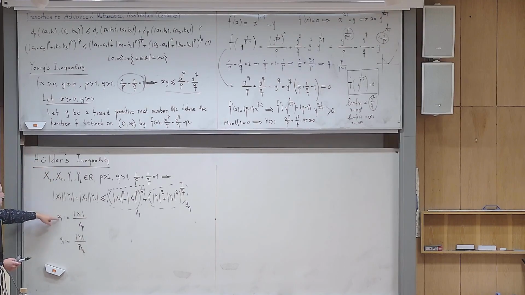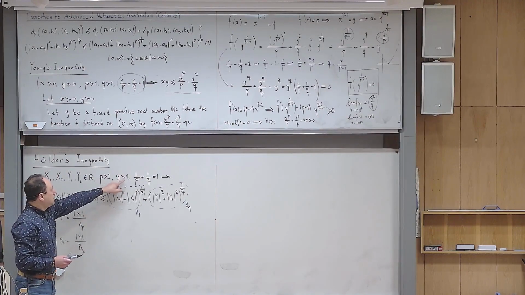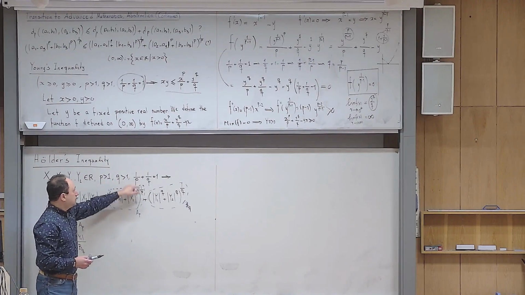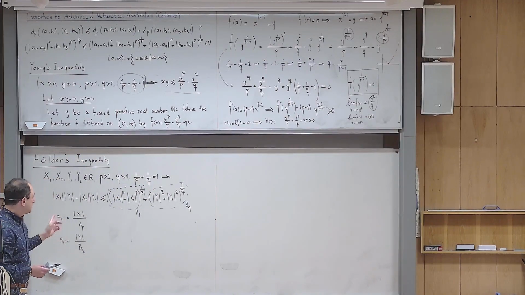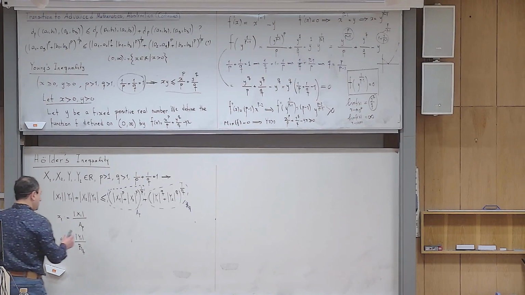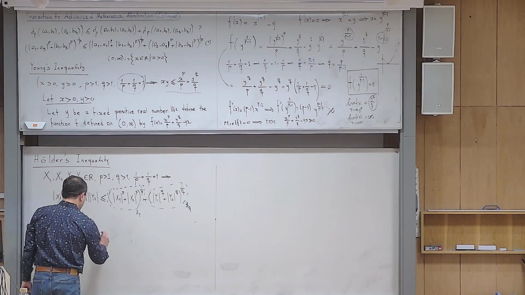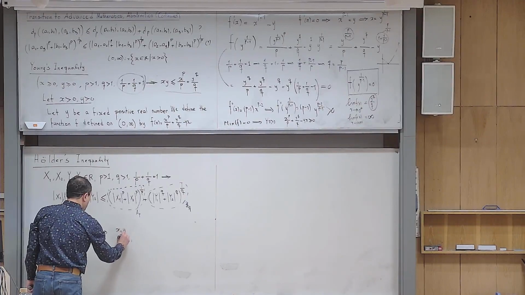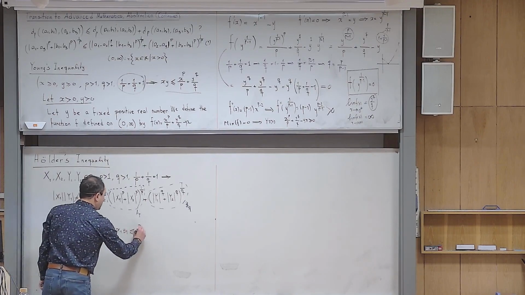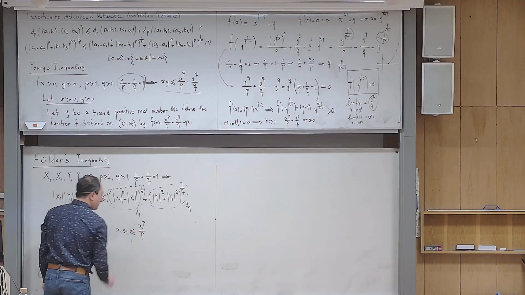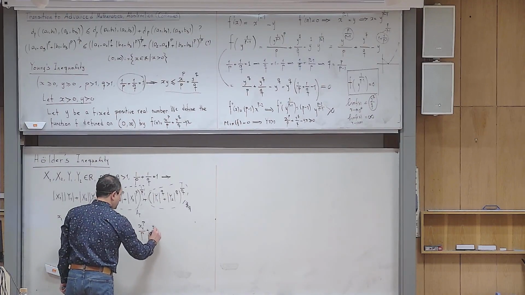Okay, so can I use the Young's inequality for x1 and y1? The answer is yes, because x1 is non-negative by definition. It's the absolute value and is also positive. And then y1 is also positive. And p and q are guaranteed to be greater than 1. And 1 over p plus 1 over q is 1. So everything in Young's inequality is satisfied, so I can use the Young's inequality. Yes? So what does it mean? It means that I can conclude that x1 y1 is less than or equal to x1 to the power of p divided by p plus y1 to the power of q divided by q.